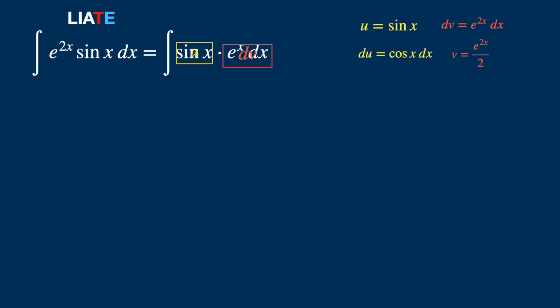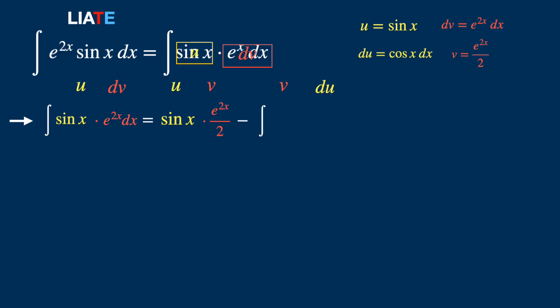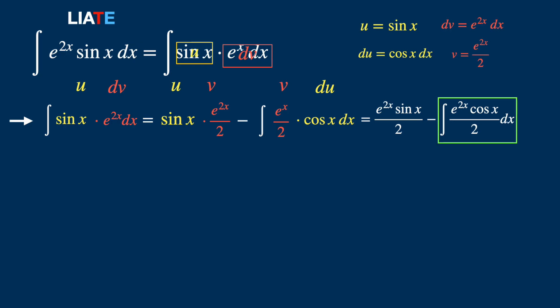Find the derivative of sine x, cosine x. Find the antiderivative of e to the 2x, that's e to the 2x over 2. Let's plug back into the formula. You find the integral of u dv equals uv, which is sine x times e to the 2x over 2, minus the integral of v du, e to the 2x times cosine x dx. I simplify this form a little, then you see a new integral right there.